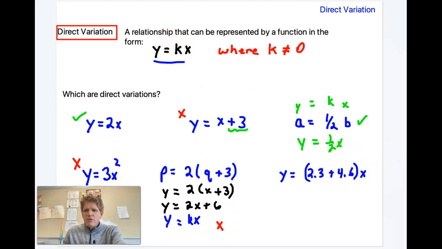How about this one? Right over here we have a similar looking problem. Let's see whether it is direct variation or not. Well, according to PEMDAS, the easiest way to do this, rather than using the distributive property, is just to add these guys together. So we've got y, and 2 plus 3 plus 4.6 is going to be 6.9, and that's being multiplied by x. Is that a direct variation equation? Yes, it is. 6.9x does give me a direct variation equation. I have a y, I have a k, I have an x.